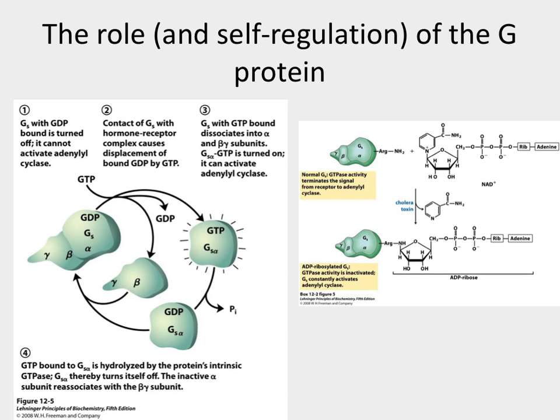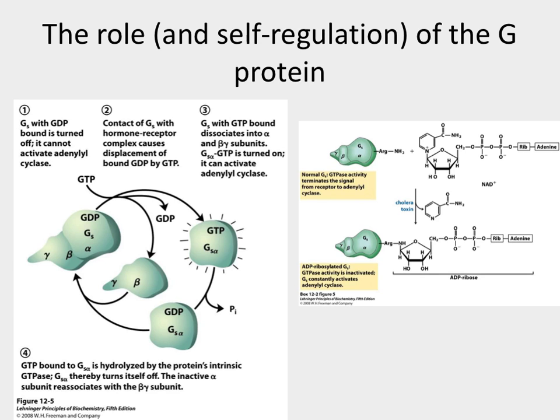So I didn't give you this handout because I didn't have it already blocked off. But this explains the entire process. What we can do now is follow along with what happens when the GDP is initially bound. It's inactive. GTP comes in, activates it, and kicks off the beta gamma subunit, which can go back and wait till everything's finished.